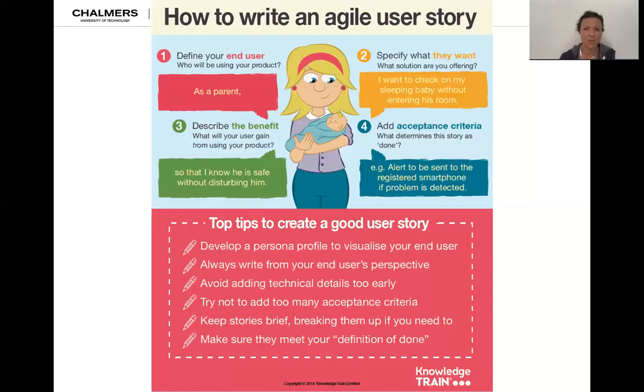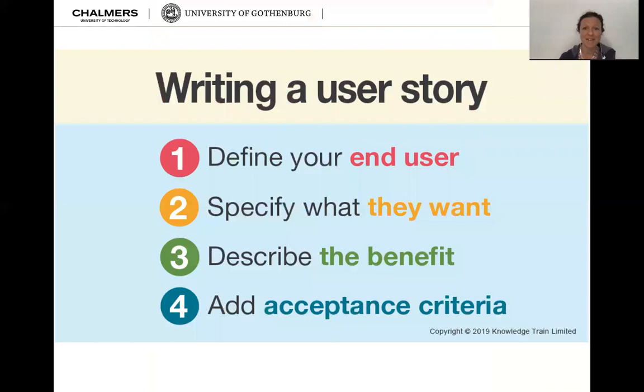You ready to go? Almost? Okay. So concise, just the 4 points. Define your end user, specify what they want, describe the benefit, add the acceptance criteria. Good.